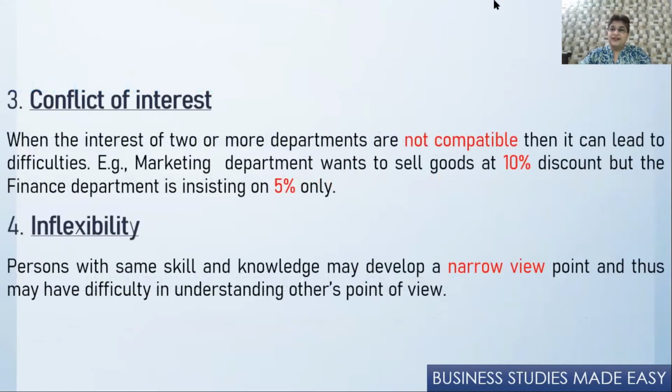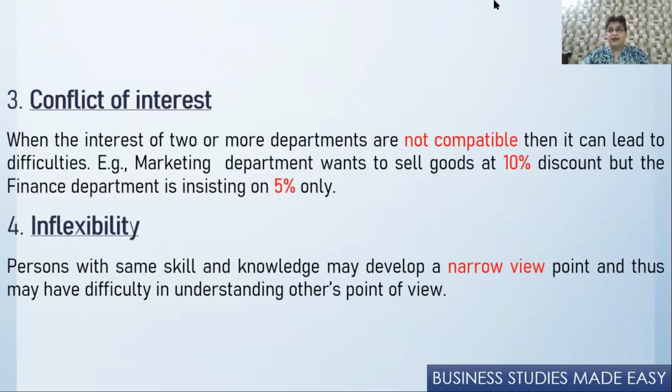Then conflict of interest. Now each department wants to prove that they're very good. They want to show good results. So as a result, sometimes they're not compatible with each other. For example, the marketing department wants to give 10% discount because if they give 10% discount, the sales will increase. But the finance department says no, give 5% discount, because if you give 10% discount, then the profit will be less. So they are again at loggerheads with each other. There's a conflict of interest amongst the two departments. So that becomes another disadvantage.